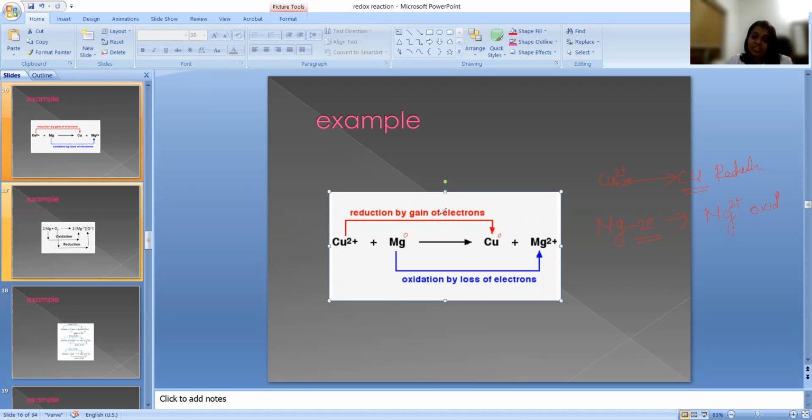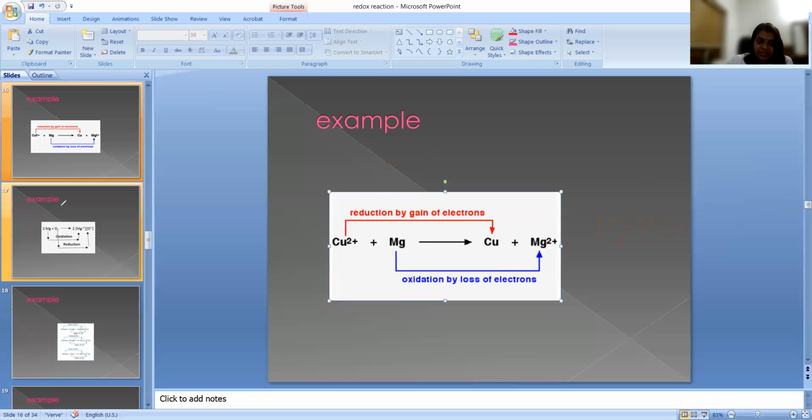Here we can see one more thing. We can explain oxidation and reduction in terms of oxidation number also. So how can we tell in terms of oxidation number? Look at the oxidation number of copper. If there is a decrease in oxidation number, that is 2 plus to 0, that is called a reduction. If there is an increase in oxidation number, that reaction is called oxidation. So this is undergoing reduction, so it is acting as an oxidizing agent, and this is undergoing oxidation, so it is acting as a reducing agent. Okay, clear?